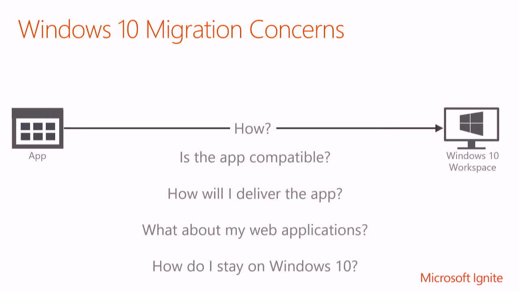Some of my Windows 10 concerns that I want to discuss with Wade today: how am I going to get across to Windows 10, and what does that process involve? Are my applications compatible? What are some of the pitfalls that I need to look out for? Once I know that my apps are compatible and I can get them across to Windows 10, how am I going to deliver those apps? What methodology do I use? What's the best way that I get them out to my users?